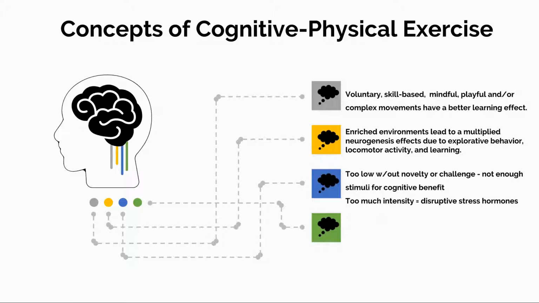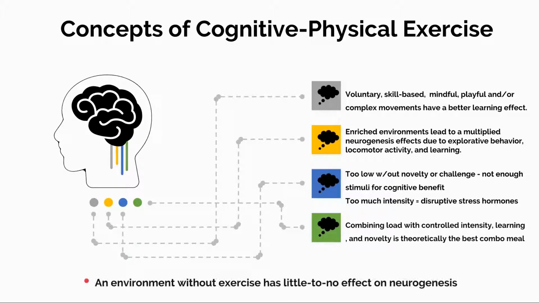Now, I do want to say on that last point, if you have some high intensity interval training, you still get benefits. If you're walking, you still get cognitive benefits. So I don't want everyone to think, well, if it's too low or too high, it's not good. It can still be beneficial. Now, combining load with controlled intensity, learning and novelty is theoretically the best combo meal. But there is a lot of evidence pointing to that.